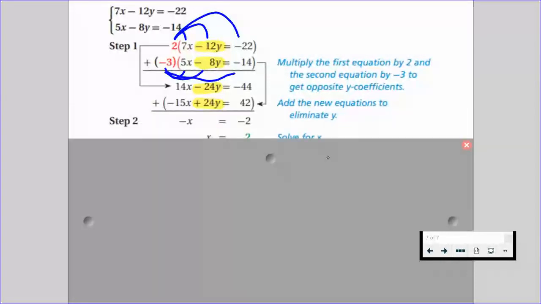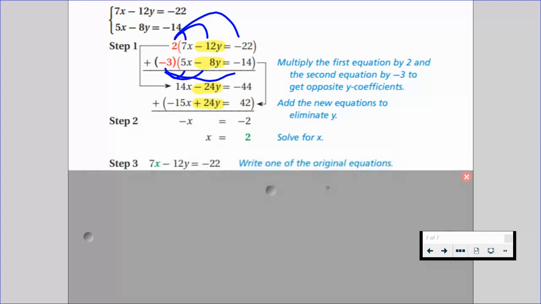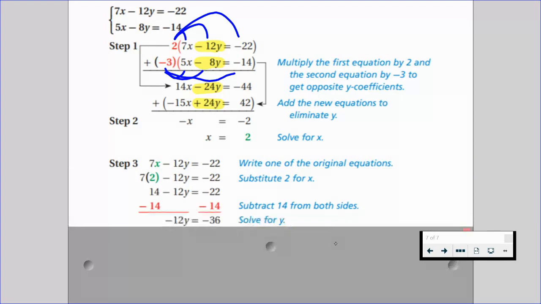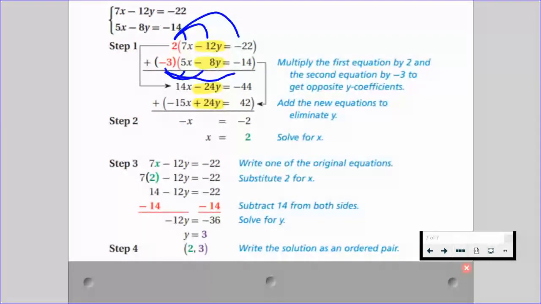And now we're able to eliminate y, and we get that x is equal to 2. And now, just like before, and every other way that we have been working with elimination and substitution too, once we find one variable, we have to plug it in and find the opposite variable. So we use one of the original equations, and we eventually find that y is equal to 3. Therefore, our final answer is (2, 3). And in this example, we had to multiply both equations to generate those opposite terms.